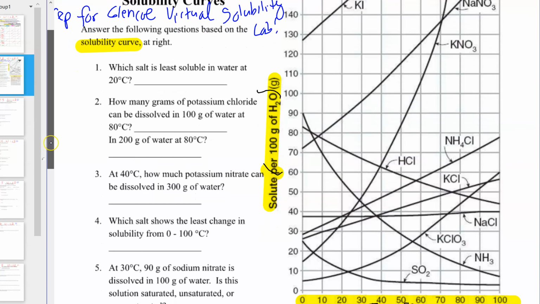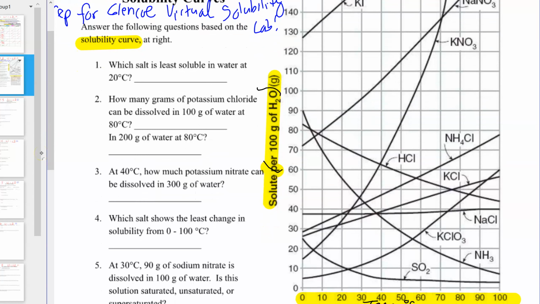Let's look at some general trends. What do you notice? In general, as temperature goes up, what are most of the lines doing? Most of the lines are also going up. So the warmer the water is, the more stuff can be dissolved in it. And you know that's true if you've made homemade rock candy or homemade fudge, or you've stirred your hot tea with sugar in it. But that's not always true.